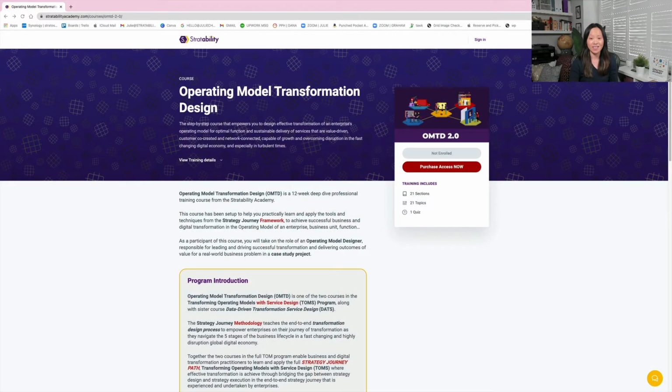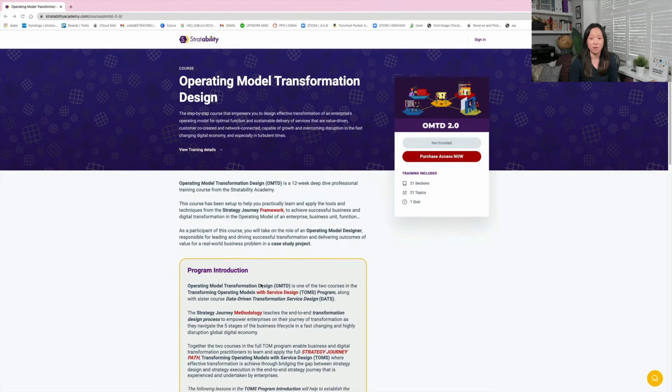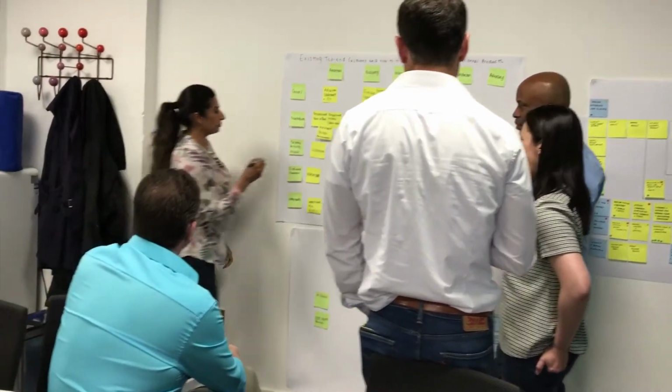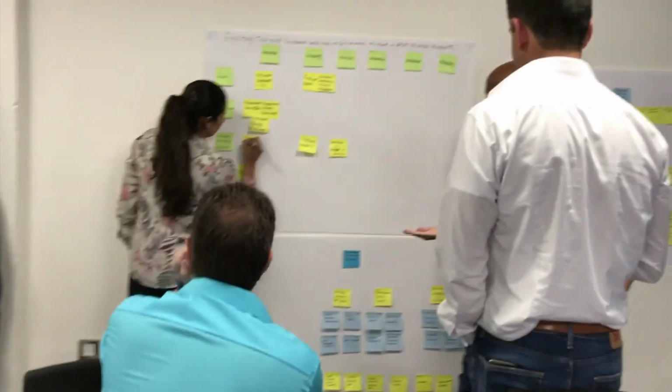Now, before I get into the detail of what you're going to learn in each module, it's important that you've actually completed the lessons that have been created for you in the TOMS program introduction. These lessons will help to establish the context and foundation that you need to progress and gain benefit from attending your course and conducting all the different activities and solving the business problem that we're going to be presenting you in the case study project brief.